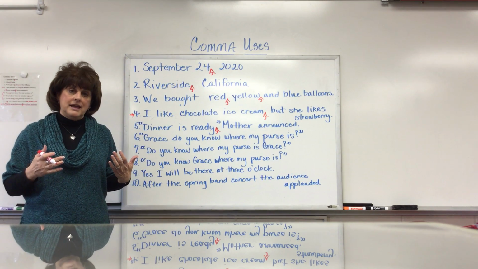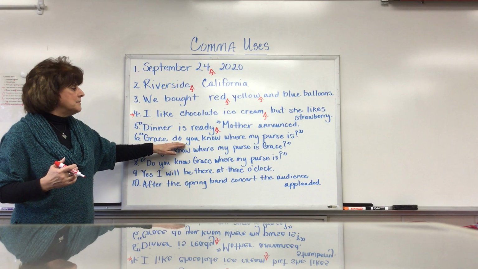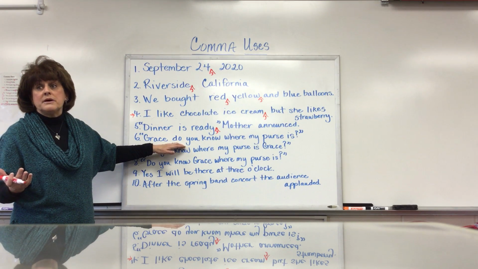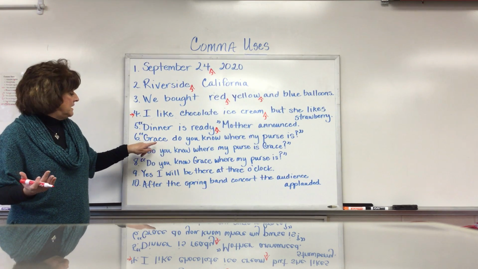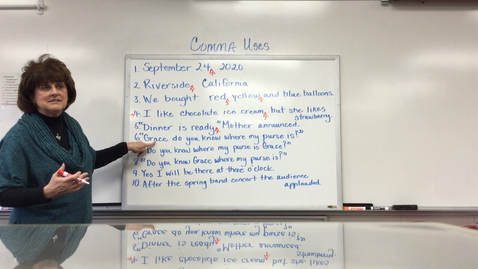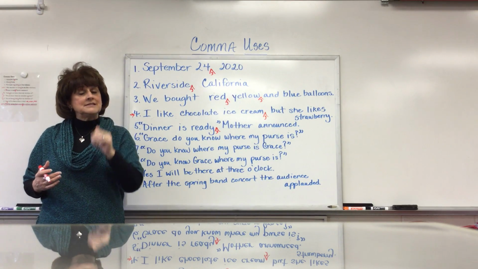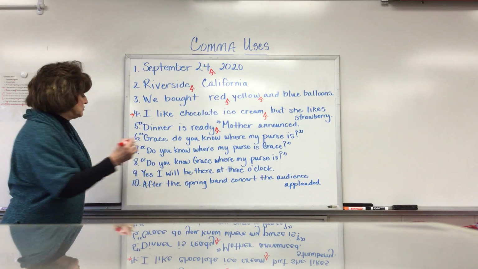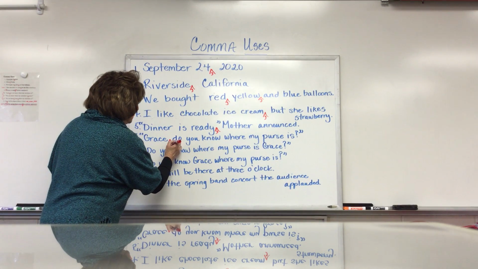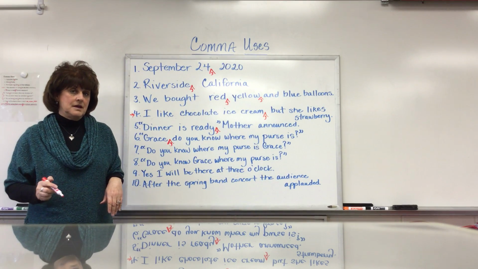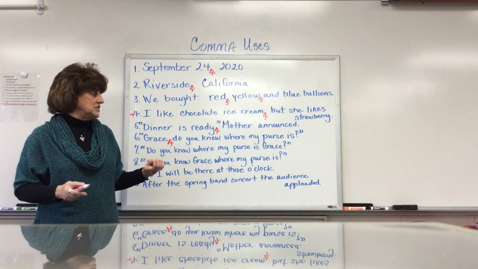Here's somebody talking. Do you know where my purse is? Grace's mother might ask her that. But if she says her name, that's called direct address. In other words, you're directly using someone's name. With items like this that are direct address, you're going to put a comma after the person's name before the rest of it that she says.